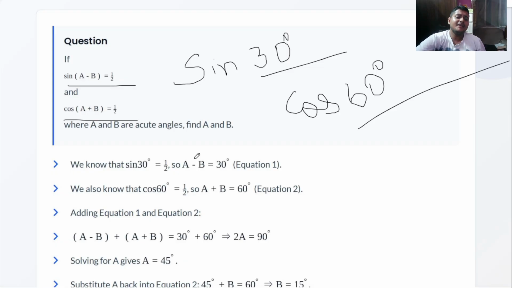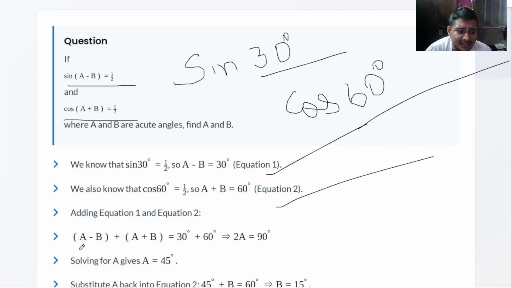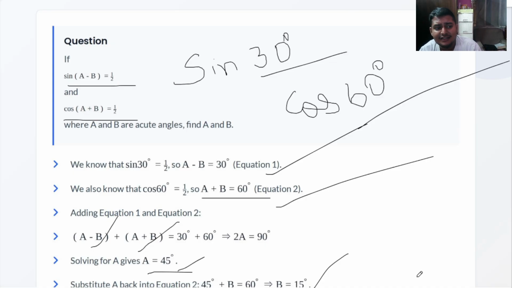So A minus B equals 30, that is equation 1, A plus B equals 60, that is equation 2. Adding both equations: A minus B plus A plus B, minus B and plus B cancel each other out, and we are left with 2A equals 90 degree. So A equals 45 degree. If we place this value in equation 2, we get 45 plus B equals 60. So B is coming out to be 15 degree. So A is 45 and B is 15. That simplifies this question.